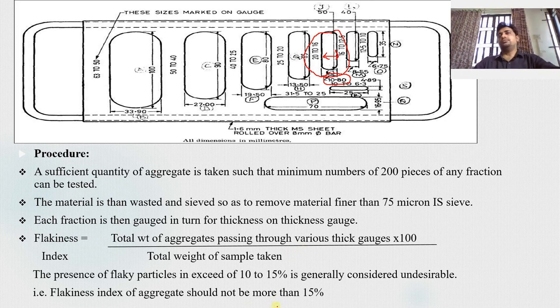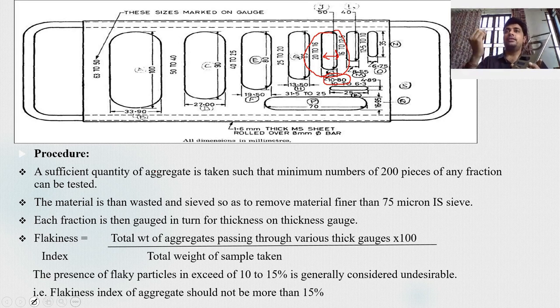So you have to weigh the aggregate passing through this thickness gauge, and you have already taken the sample of the aggregate. Now you can calculate the percentage of aggregate passed from the thickness gauge. This shows the flakiness index. I repeat again. First of all, you have to take the aggregates.